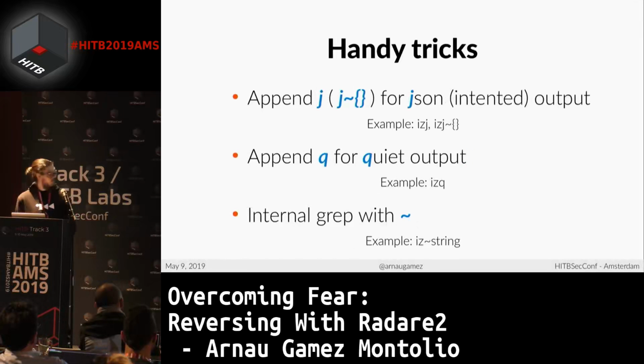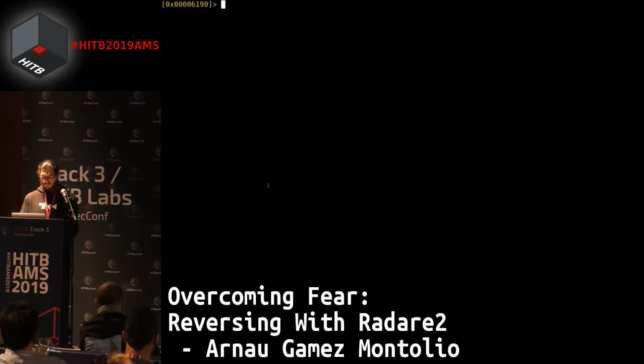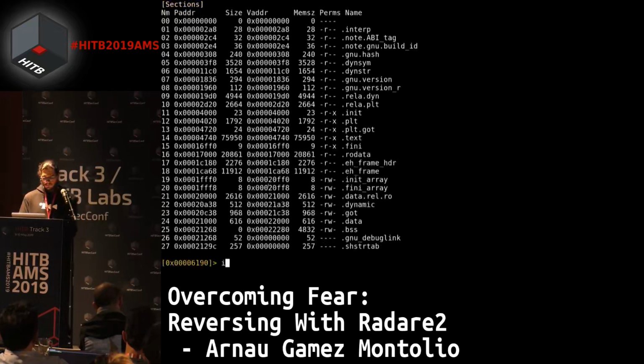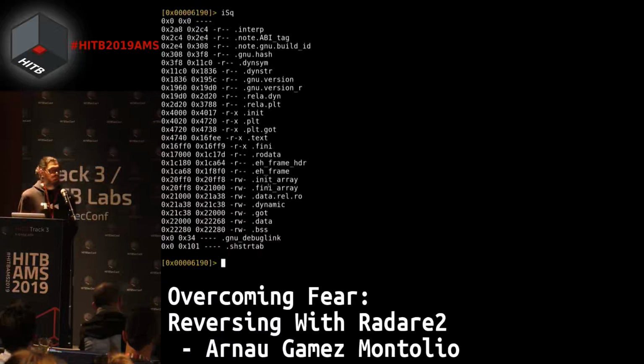So another cool thing is we can append a Q on most commands as well. And it will give us a quiet output, for example, removing some non-important or not essential stuff. This is quite useful. For example, in the sections example, just appending a Q, it will give us a much briefer output.